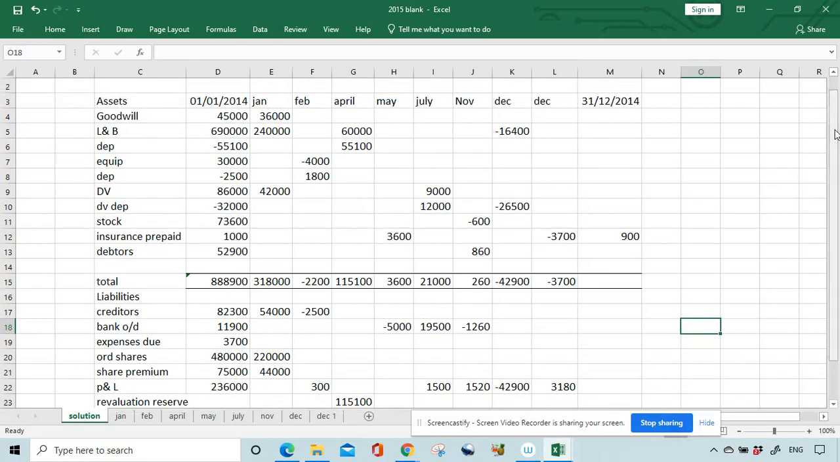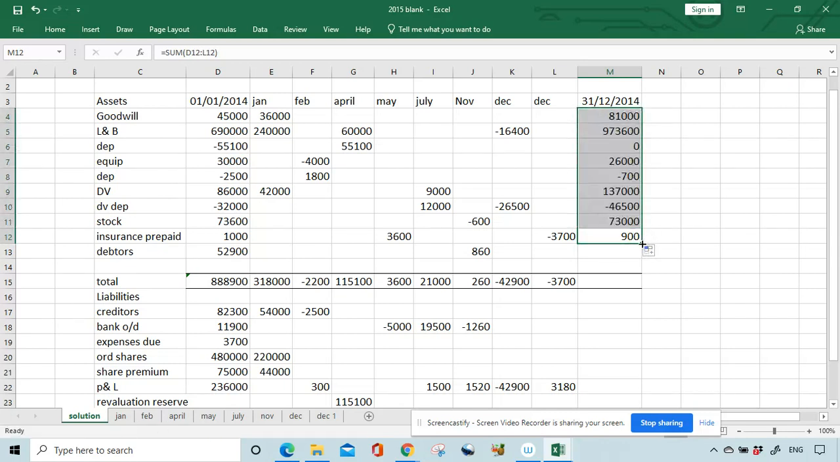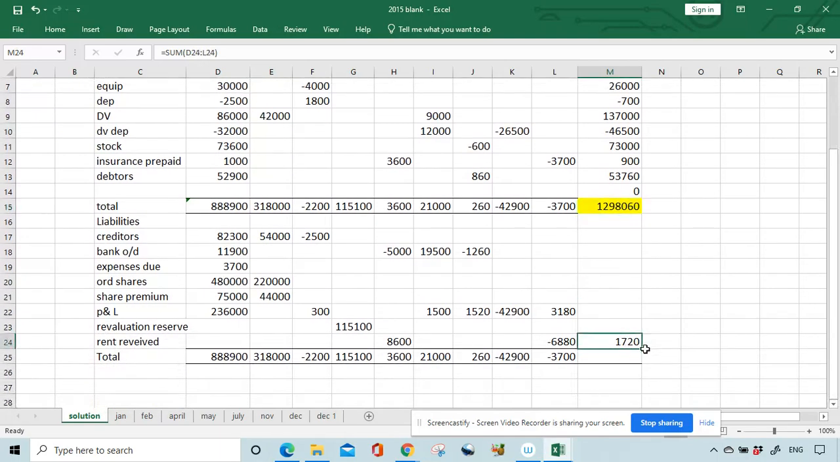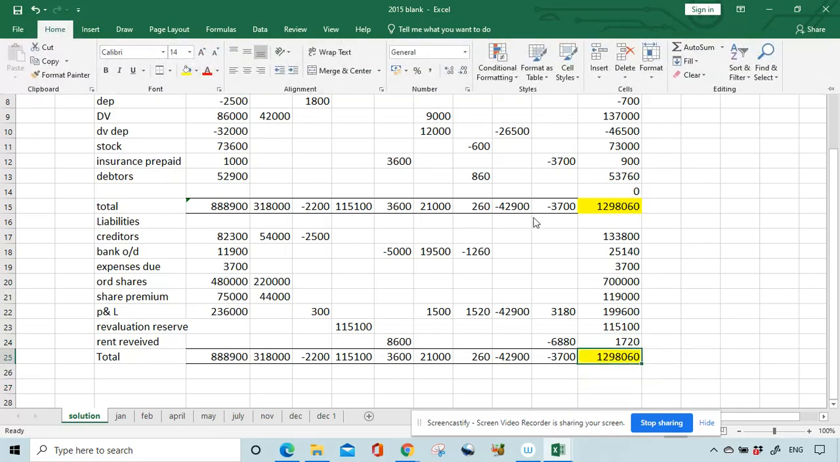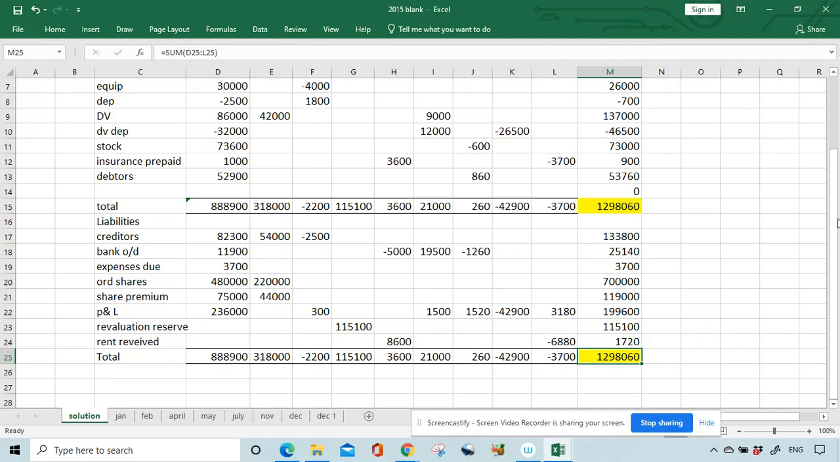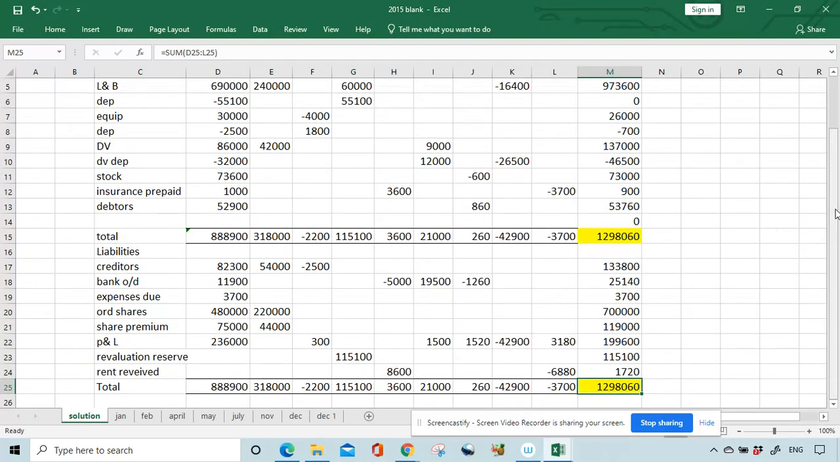Okay, so final answer, what I'm going to do is add up all of the rows. I'm going to do the same, and I get 129,8060. That's my final answer. Okay, I'm going to do the same in the bottom. Now I can do it very quickly on the computer. And I get the same answer, 129,8060. Okay, so there is your answer and there is your notes.